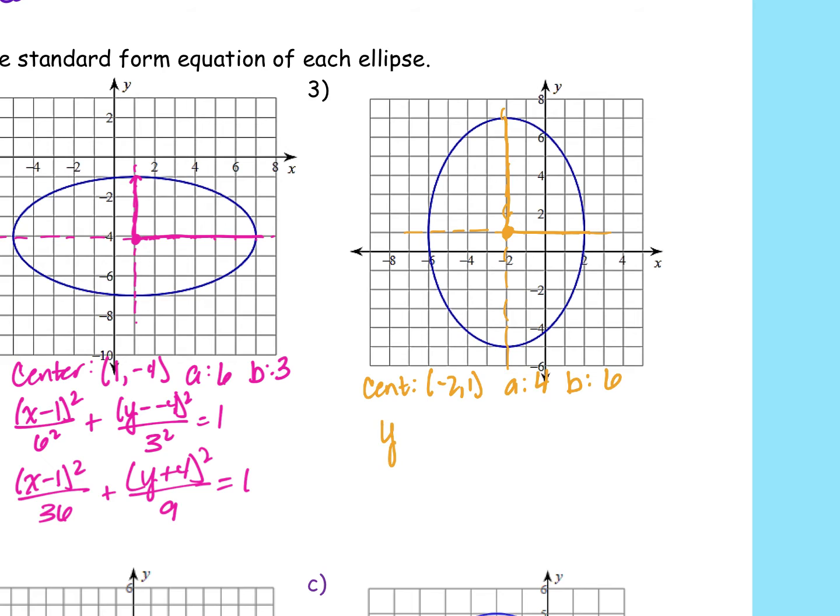So I've got (x plus 2) squared all over 16 plus (y minus 1) squared all over 6 squared, which is 36, equals 1. Done. Questions?